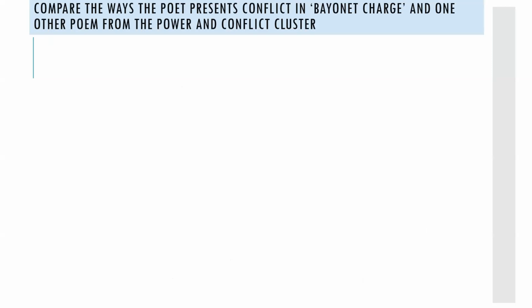Now you're going to be answering this question. Compare the ways the poet presents conflict in Bayonet Charge and one other poem from the Power and Conflict cluster. That is what an exam question will look like. But we've given you the other poem that you're going to compare. In the exam, you'll have the choice, but today you're going to be comparing Bayonet Charge and Kamikaze.